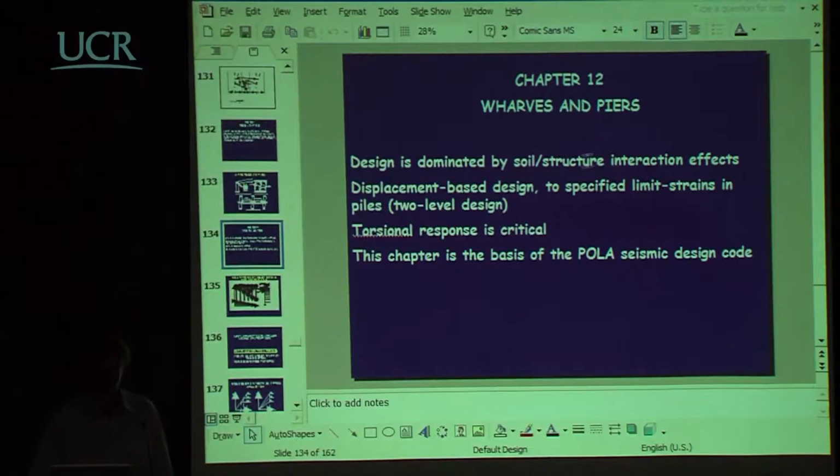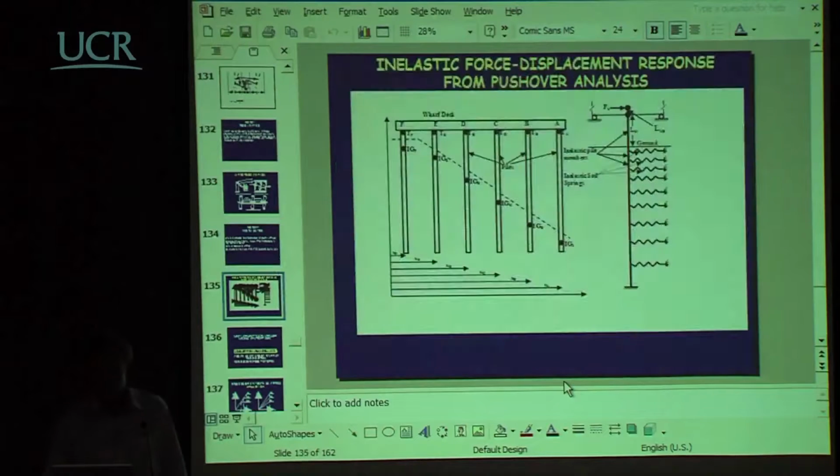and which need to be taken into account carefully. Displacement-based design can be used for this to specify limit strains in the piles, which is typically what we do. We design to have inelastic plastic hinges forming at the top of the piles and at depth. Torsional response is critical, and the chapter, which is quite a lengthy chapter in the book, is the basis for the seismic design code of the Port of Los Angeles. So it's using this approach.